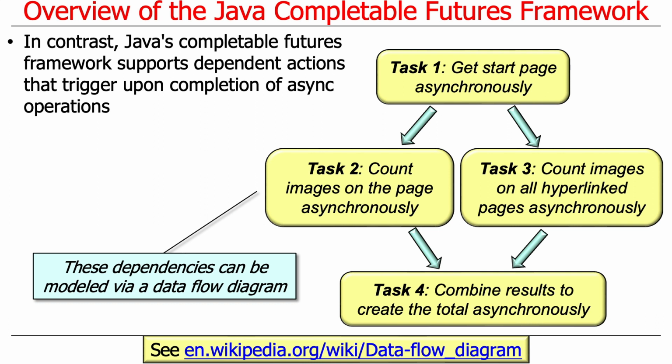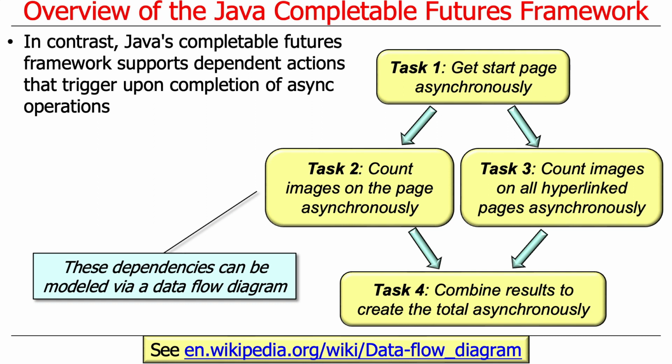So now we're going to count the images on the page asynchronously to counting the images on all the hyperlinked pages asynchronously. These things can now run in parallel because we don't have to be restricted by the linear flow. And then after both of these tasks finish running asynchronously, when they complete, we combine the results together. And we could do that either synchronously or asynchronously.